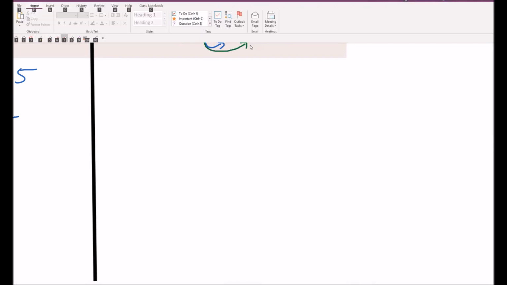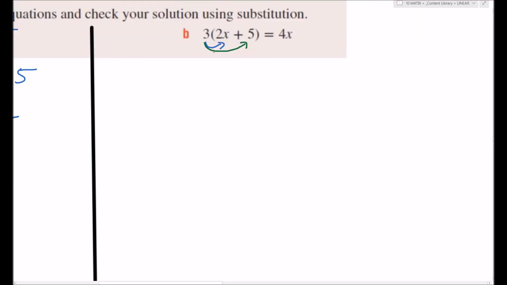So when you try to expand these brackets, 3 times 2x gives you 6x. 3 times the 5, it's a positive 5, so plus 15, equals 4x.